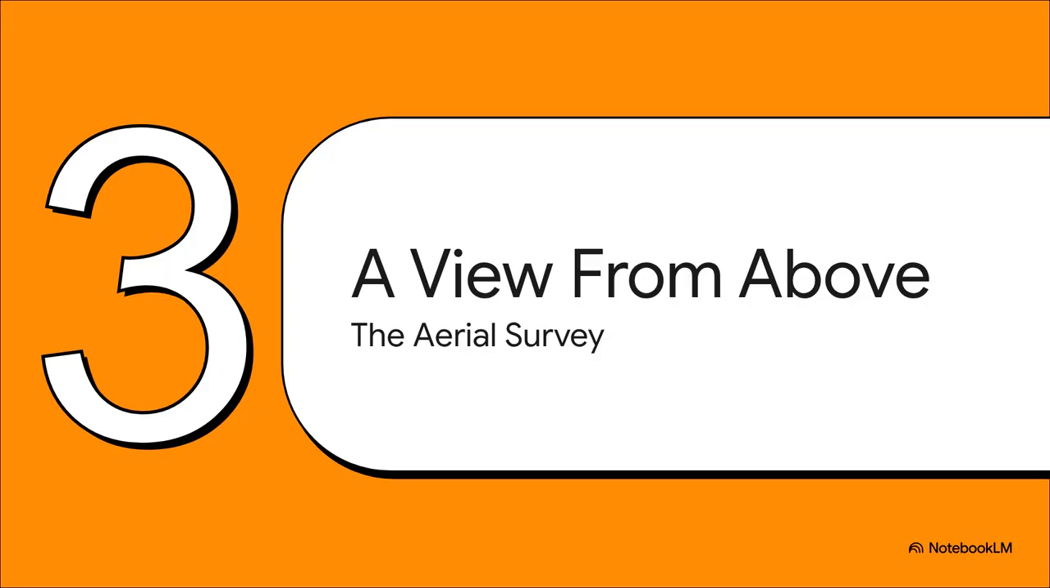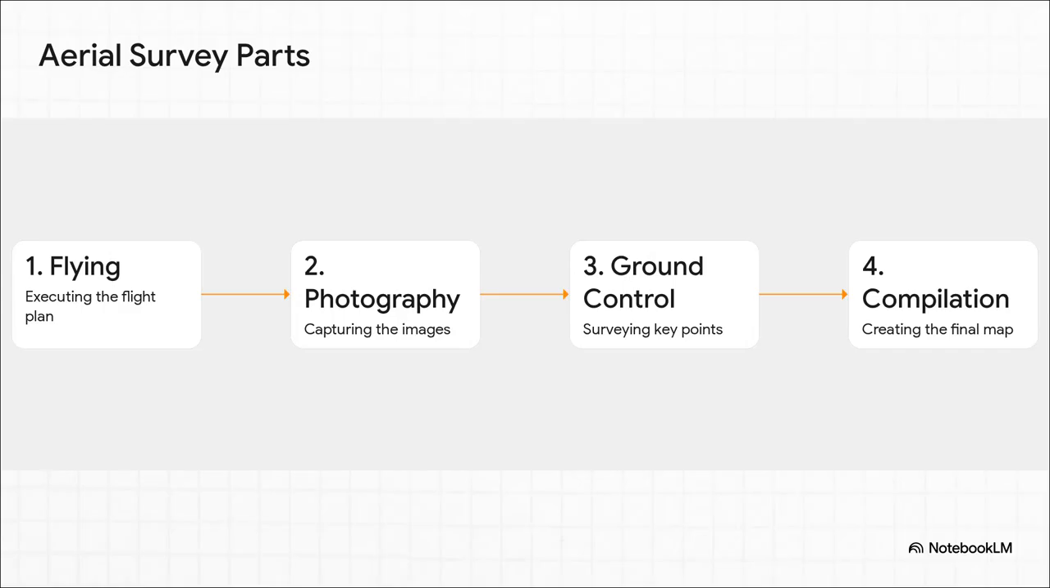All right, so we've got the principle down, but what does it look like in practice? How do you actually go from a plane buzzing in the sky to a finished, usable map? Well, it's a very organized four-step process. First up, you have the flying itself, and that has to be incredibly precise. Second, obviously, is the photography. Third is something called ground control, which is where you survey a few known points on the ground so you can lock your photos into the real world. And finally, you get to the compilation or mapping phase. That's where all the data gets crunched into the final product.